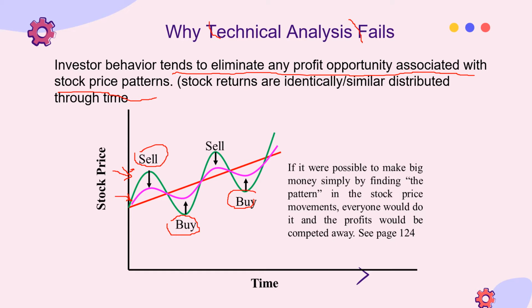So, if it were possible to make big money simply by finding the pattern in the stock price movement, everyone would do it. So, kalau kita just do the technical analysis, and sebab I have explained what is technical analysis before, kalau diorang simply finding the pattern in the stock price movement, everyone akan buat benda yang sama. Bila orang buat benda yang sama, the profit will be competed away. So, ini yang dimaksudkan dengan this graph and why technical analysis fails.